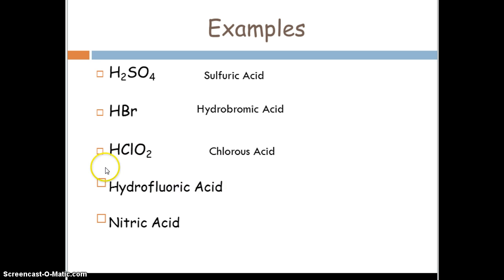When you write the formulas for these two, the hydro at the front indicates, again, there's no oxygen down here. So if there's no oxygen, it's just hydrogen bonded with fluorine. Since hydrogen has a charge of +1 and fluorine has a charge of -1, they cancel out directly. Here's nitric acid. Since it ends in ic, that means the polyatomic ion must end in ate, so you look for nitrate, and it's just HNO3, a nitrate bonded to a hydrogen there.